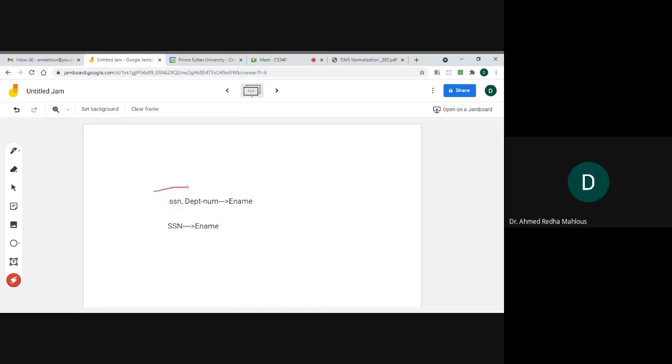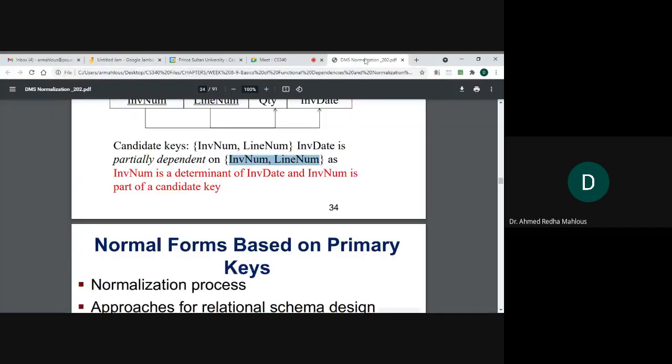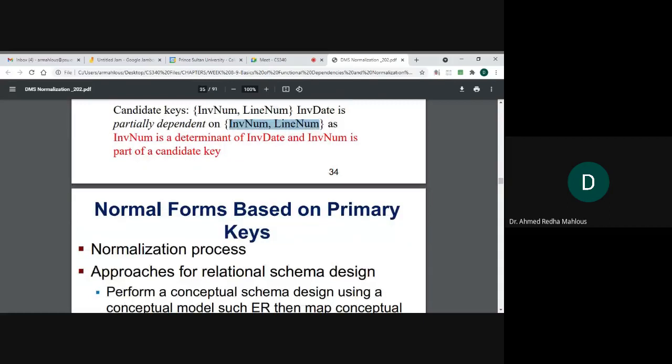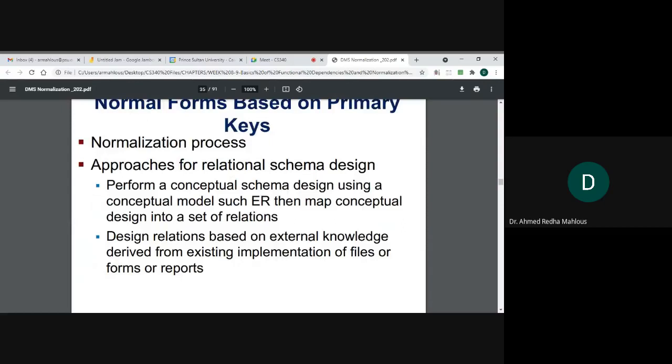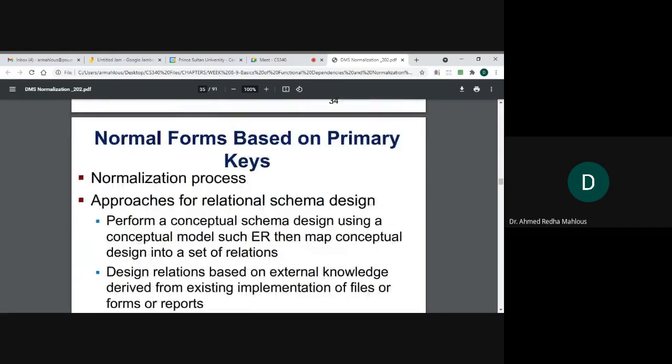So in this case, we do have a partial dependency. This is what we mean by partial. That means it is not necessary to have all the attributes on the left-hand side to know the value of the right-hand side. Okay? So now, in terms of normalization, which is based on primary key.